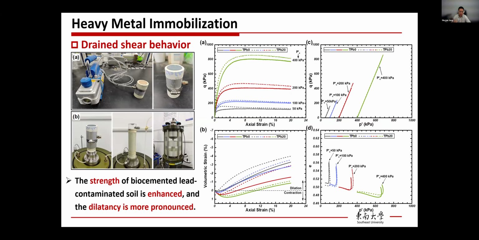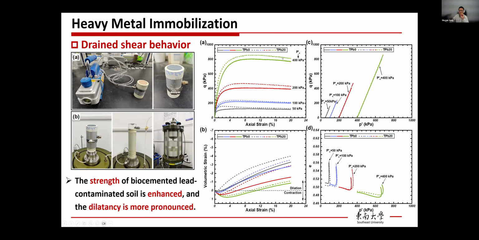Then we also look at its stress property. Here we performed the drained shear test. So here I just show one example. The solid one shows the baseline case, the MICP treated sample without contaminant. And the dotted one is with 20 millimole lead in the system. So here we can see with only a little bit of contaminant in the system, the stress actually increases. I think that's to the surprise of many people, but that's the phenomenon we observed in the lab.